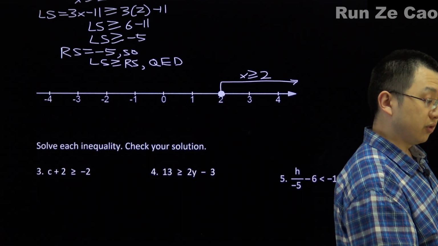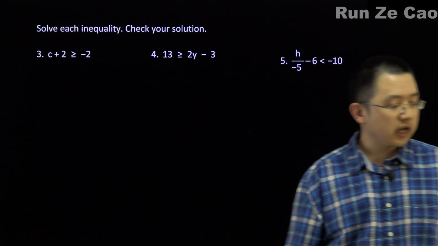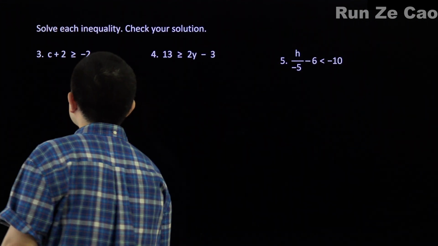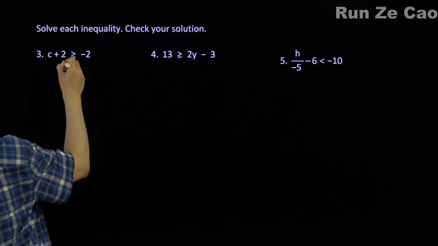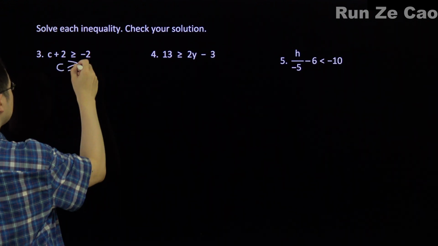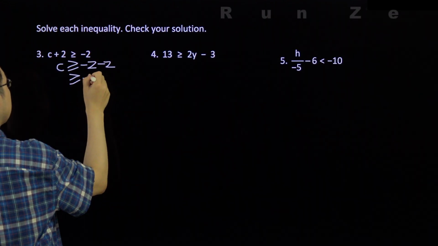Or at least come close. Solve each inequality. Check your solution. C plus 2 is greater than or equal to -2. Well, C is greater than or equal to -2 minus 2. So, yeah, greater than or equal to -4.